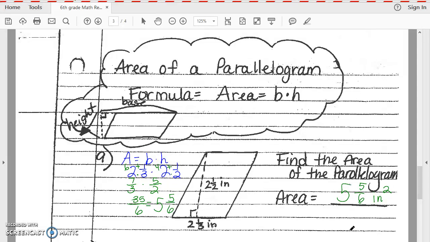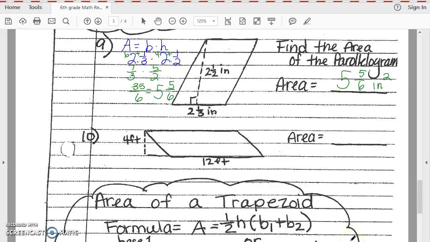Okay, let's go to number 10 so we can solve this one using that same formula. What's the formula for area of a parallelogram? A equals, say it with me. Base times height. Base times height. Okay, BH. So what is my base on this one? 12 feet. So I write 12, and my height is 4. Go ahead and solve that. This might be the easiest one on the page.